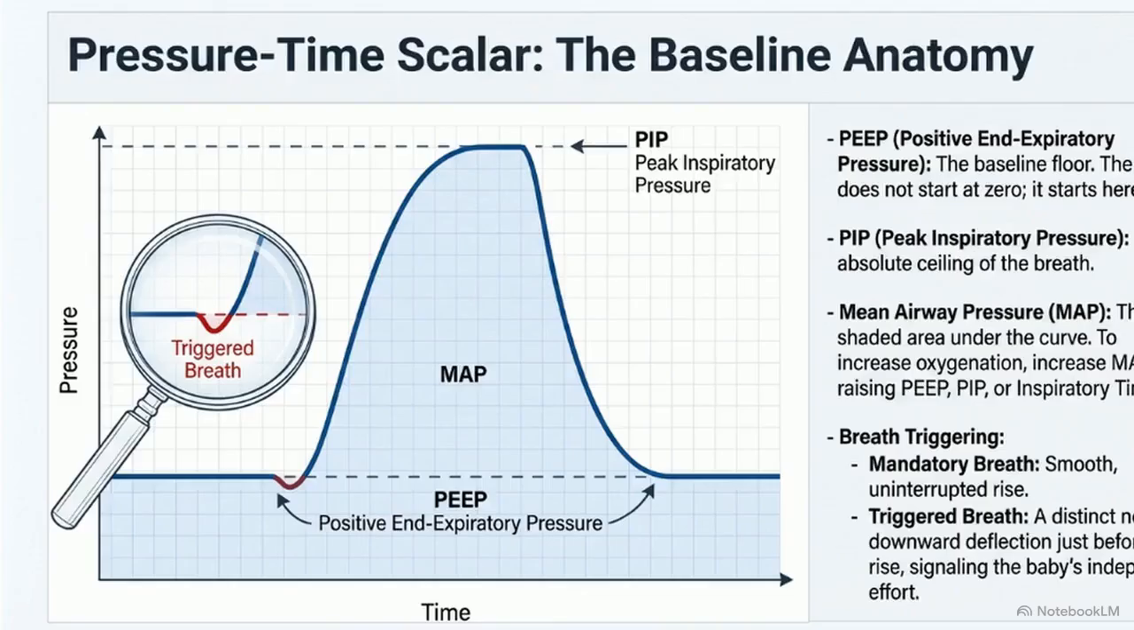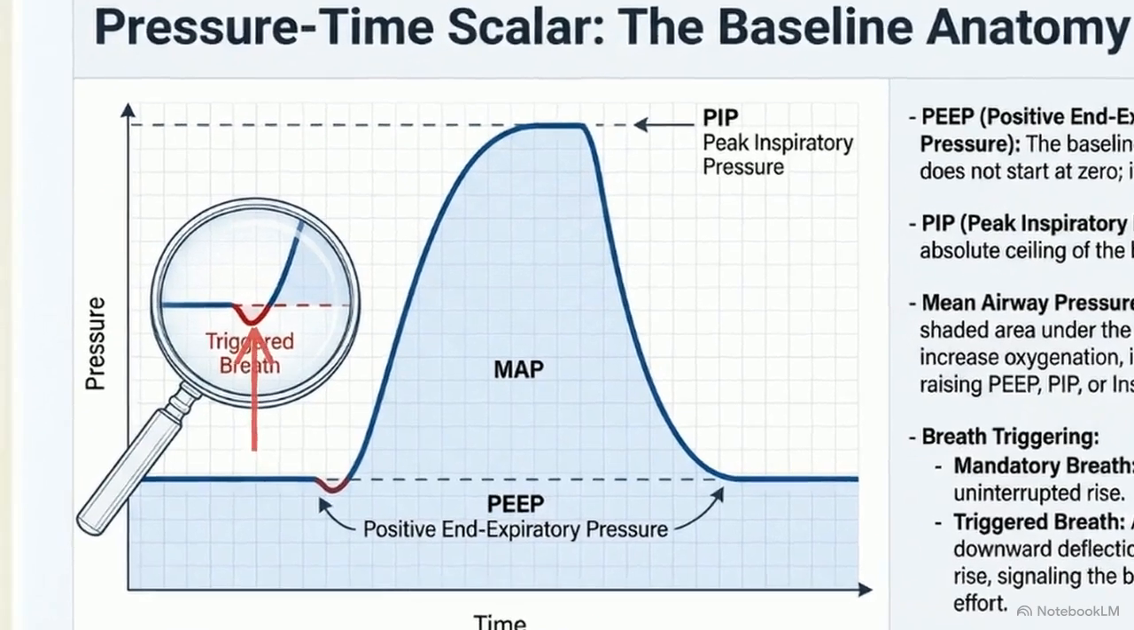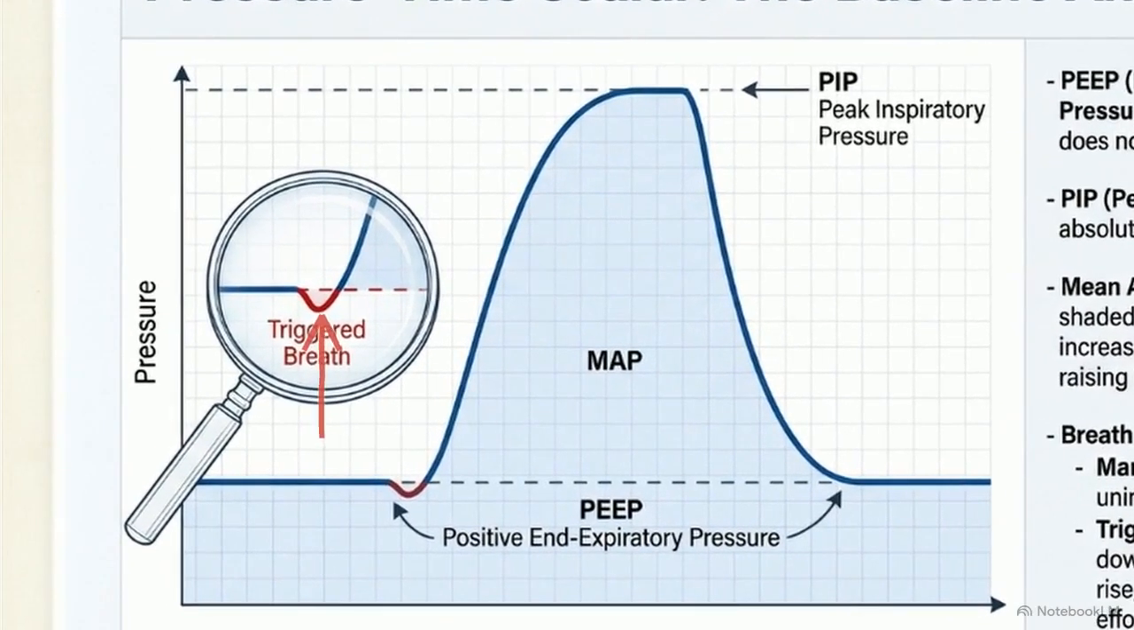This pressure time scalar displays breath anatomy. The curve starts at a baseline floor called PEEP. Pressure hits an absolute ceiling called PIP. The shaded area represents mean airway pressure. A specific downward deflection just before the rise signals the baby triggered the machine.